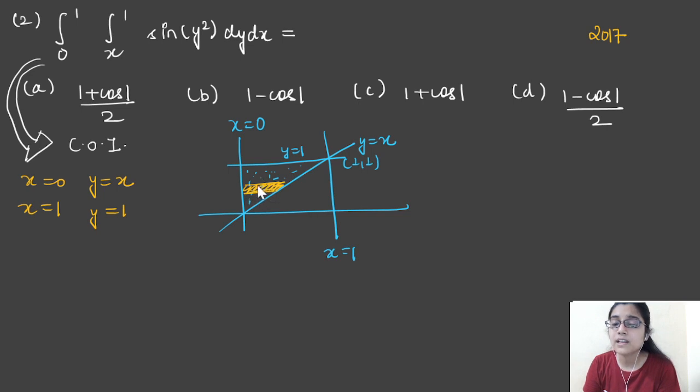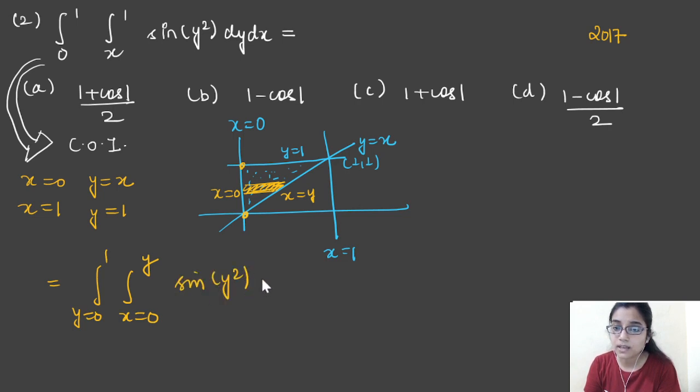And anywhere in the region I draw this strip, it is always going from where to where? From x is equal to 0 to x is equal to y. So what is going to be our integration? From x is equal to 0 to x is equal to y. And once we move from bottom to top, this is going from y is equal to 0 to 1. And this is your sine y square. Then here we'll change the order. It will become dx dy.